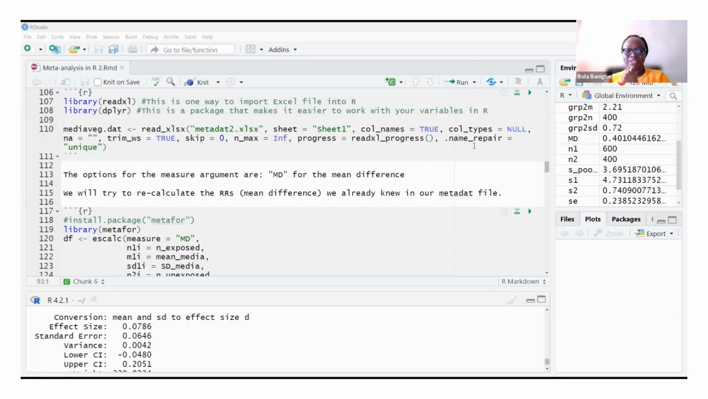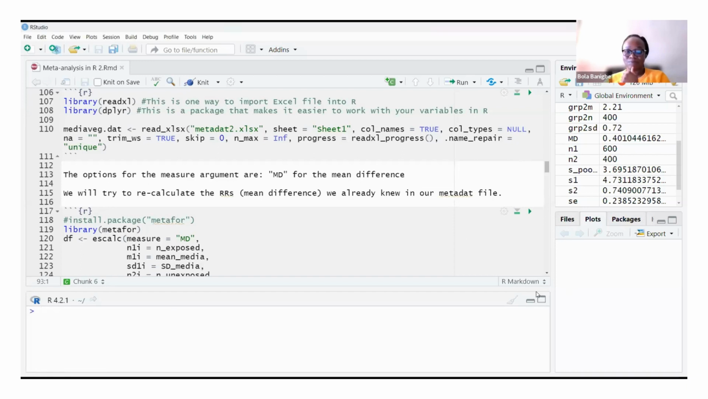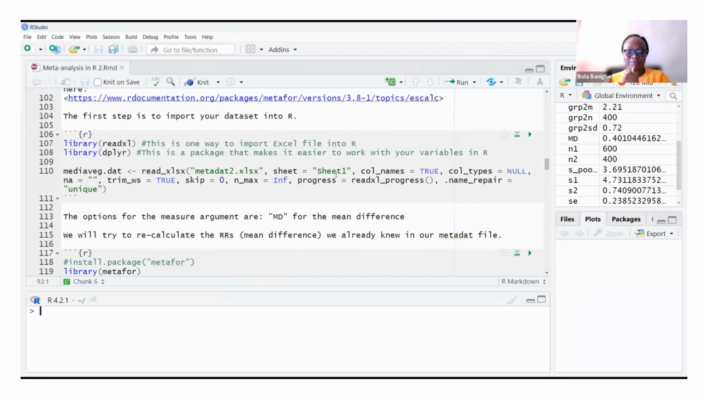Can you see my screen? Please let me know if you can see my screen. Okay, thanks.